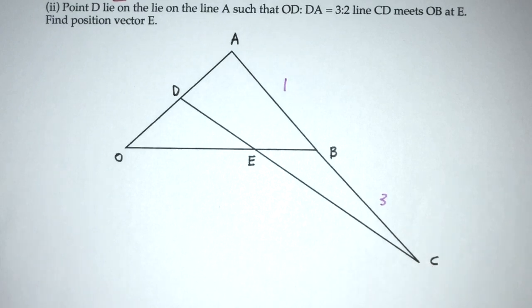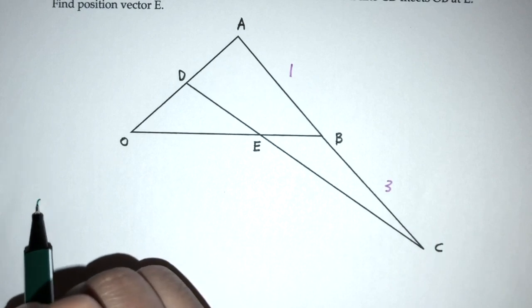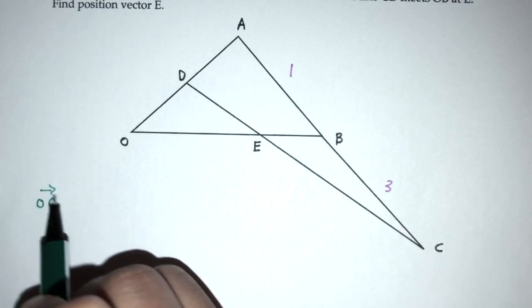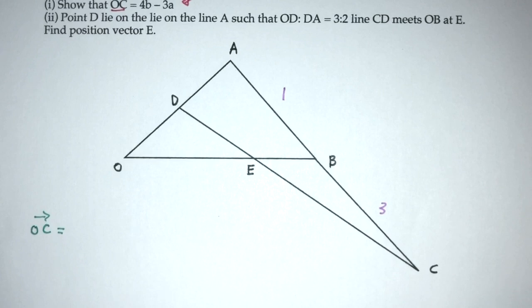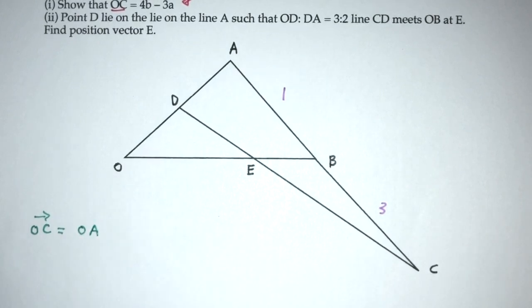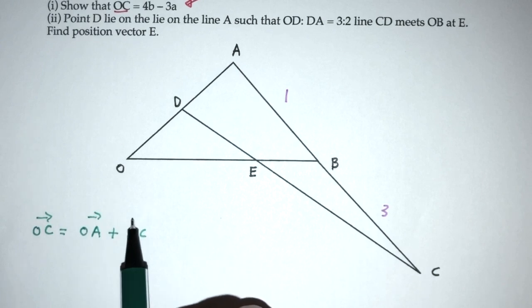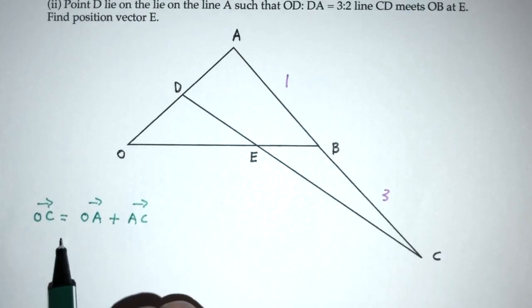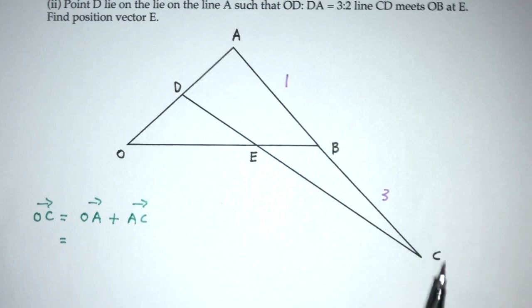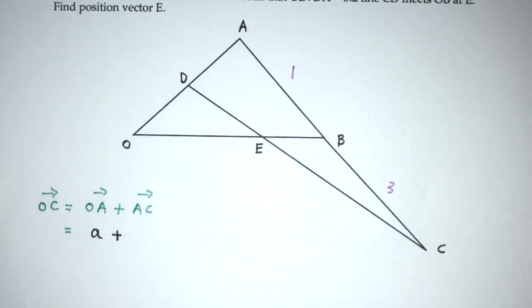First thing first, let me write this down. How can you move from O to C? So OC. By observation, we can use the diagram right now. For OC, first from O I can go to A, and then from A I can go to C. That makes sense, right? So let's do that. Here we have OA, which is given to you by A. Now for AC, we have to use the ratio given to you.